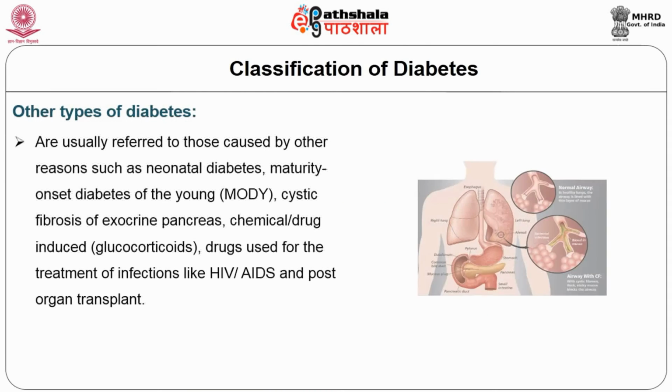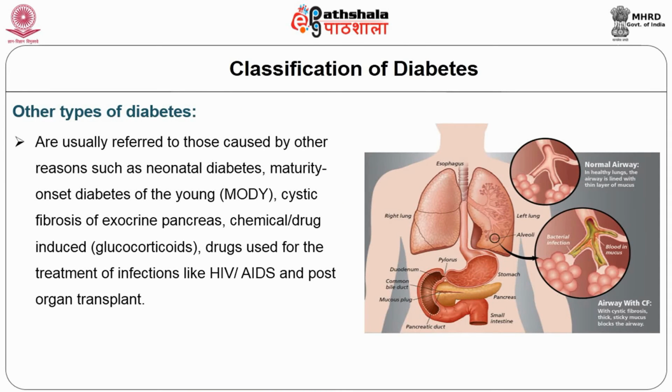Other types of diabetes are usually those caused by reasons such as neonatal diabetes, maturity onset diabetes of the young, cystic fibrosis or exocrine pancreas disease, or drug-induced diabetes. Treatment drugs for HIV and AIDS and post-organ transplant can also trigger diabetes.